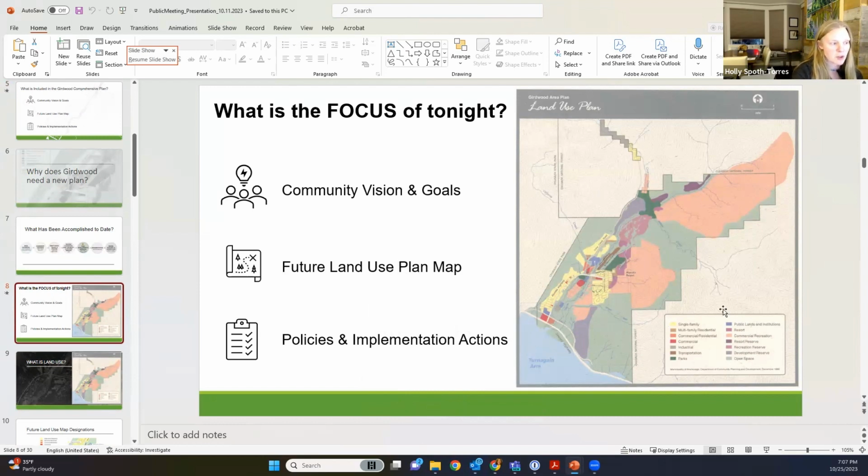This was your future land use plan map for 1995. And the process is to update this to reflect the community's current vision and goals, and new economic trends, new demographic trends, that sort of thing.